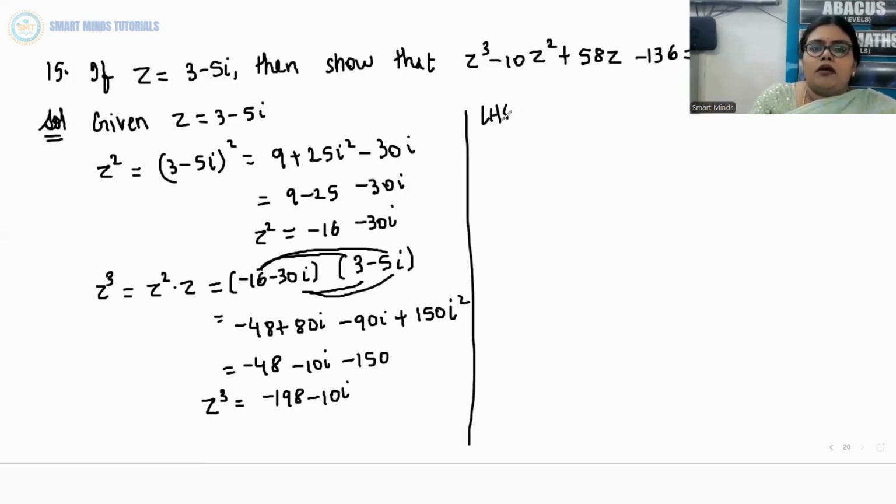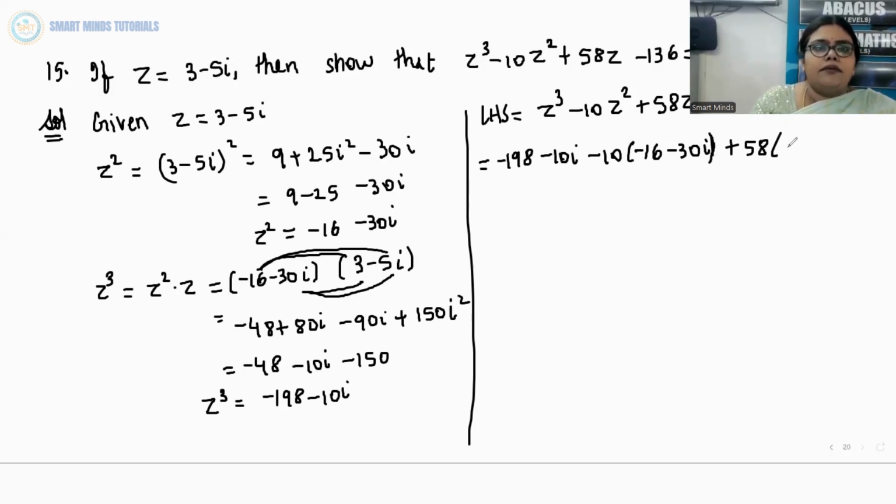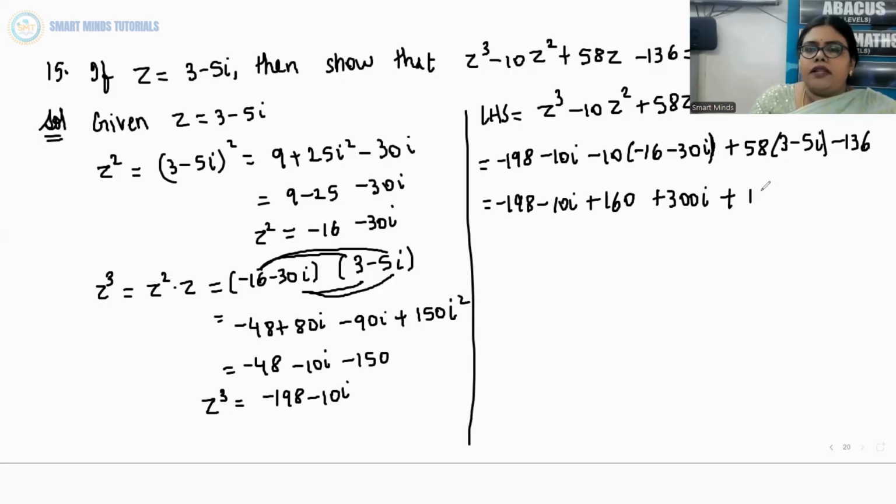Now we will take LHS. What is LHS? z³ − 10z² + 58z − 136. So that is equal to z³ is −198 − 10i, minus 10 into z² is (−16 − 30i), plus 58 into what is z? (3 − 5i), minus 136. So that is −198 − 10i + 160 + 300i plus what is 58 into 3? 174, minus what is 58 into 5? 290, so −290i − 136.